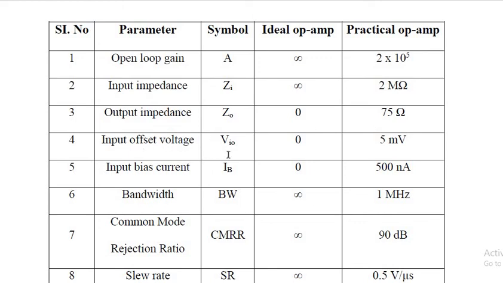Input offset voltage, symbol is VIO. For ideal it is 0. For practical it is 5 millivolts. Input bias current, symbol IB. For ideal it is 0. For practical 500 nanoamps. Bandwidth, symbol BW. For ideal it is infinite. For practical it is 1 megahertz.